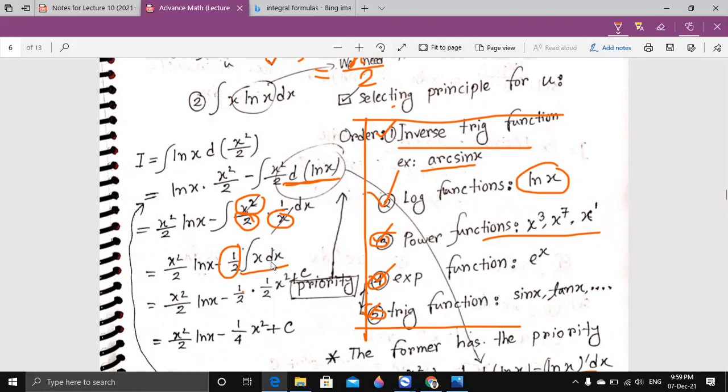And we already know the formula of integration of x dx. It will be x square by 2, right? X square by 2 plus c. So now this half and this half, they will make 1 by 4. Okay. So ultimately x square by 2 ln x minus 1 by 4 x square plus c.